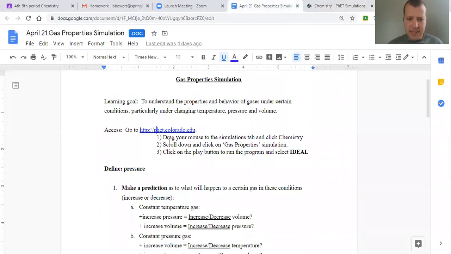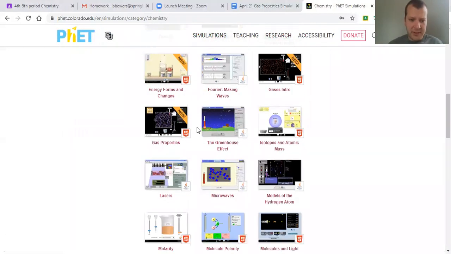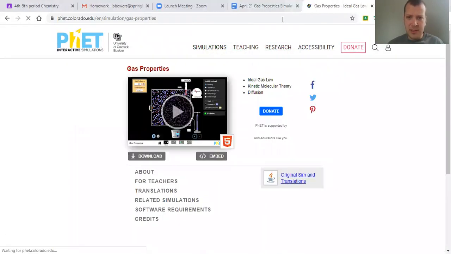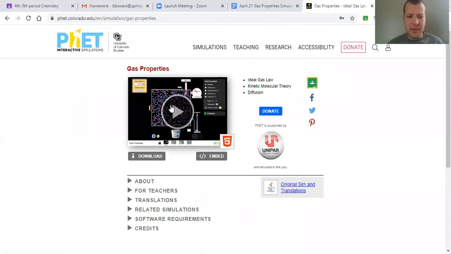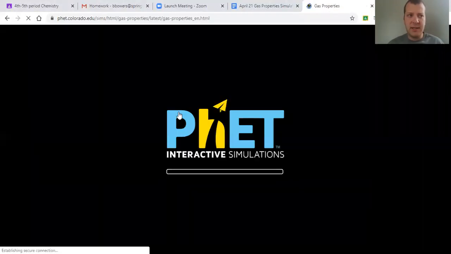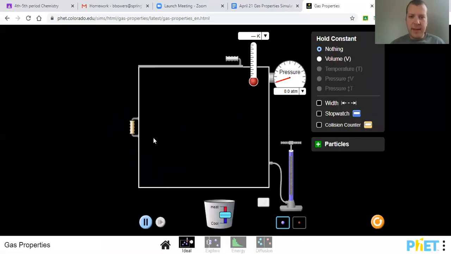The next step says scroll down and click on Gas Properties Simulation. Scroll down, alphabetical order, so Gas Properties Simulation. The final step says click on the play button to run the program and select Ideal. So click on the play button right there and let us select Ideal. Okay, now we're good to go. We're ready to get started.